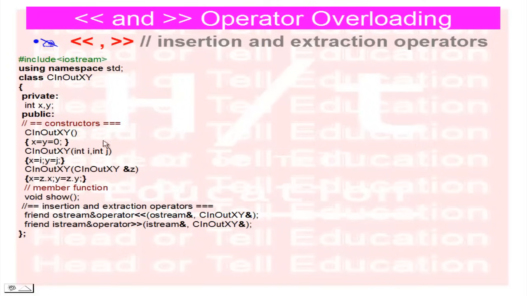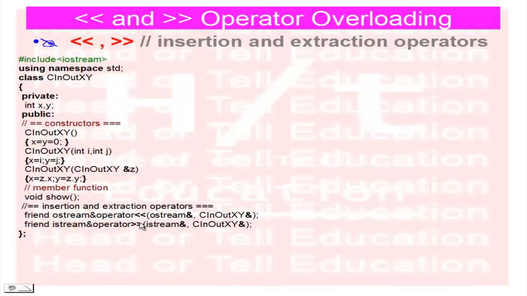So this class name is CinOutXY, with private x and y, public CinOutXY default constructor 0, a two argument constructor, and a copy constructor also. I am creating one function, void show, and this is important for the signature this time. Here iostream.h means input output stream. We have the class ostream for output and the class istream for input.